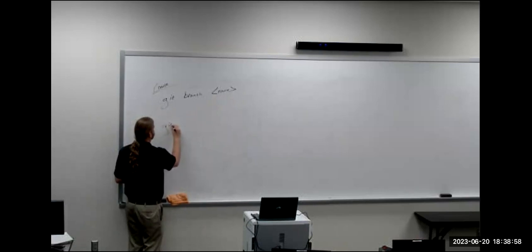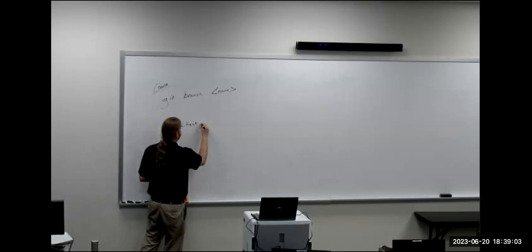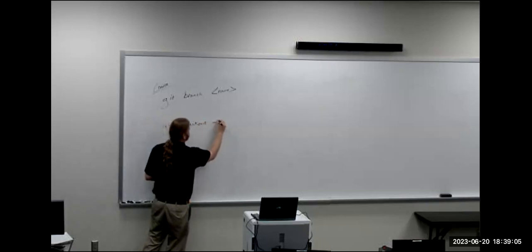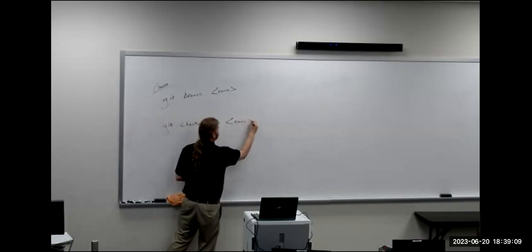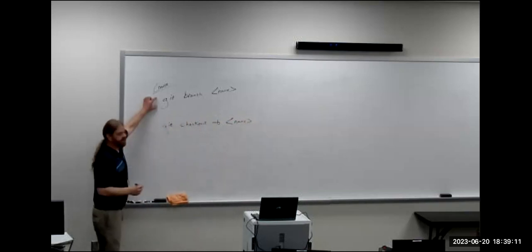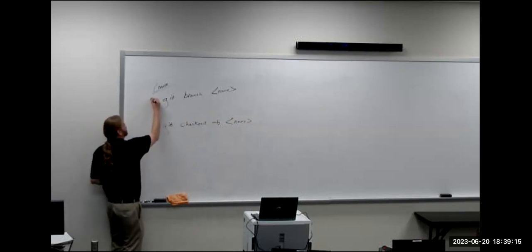Alternatively, the one I usually use is we can say git checkout -b and then give it a name. This one just creates it. This one creates it and switches to it. I'll put some numbers here.